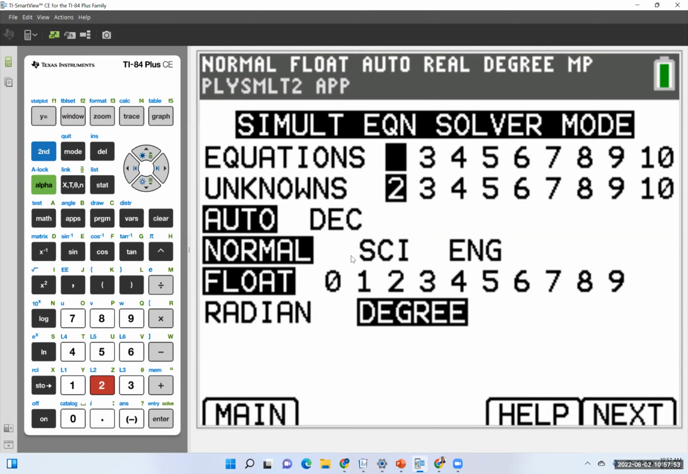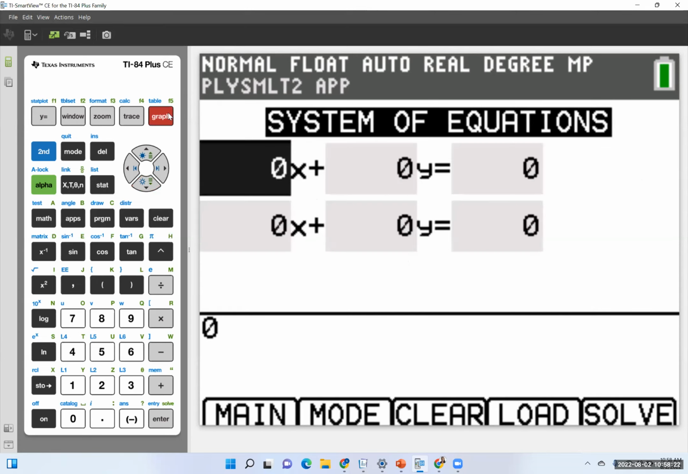Okay. The rest of this stuff is not necessarily important. It's just normal instead of scientific notation. Float, meaning we don't want it to round our decimal places for us. Radian and degree don't even matter because we're not dealing with any particular type of conic. So go down to next. To get to next, you have to click the word graph because that's the key corresponding to the word next. So you get here.